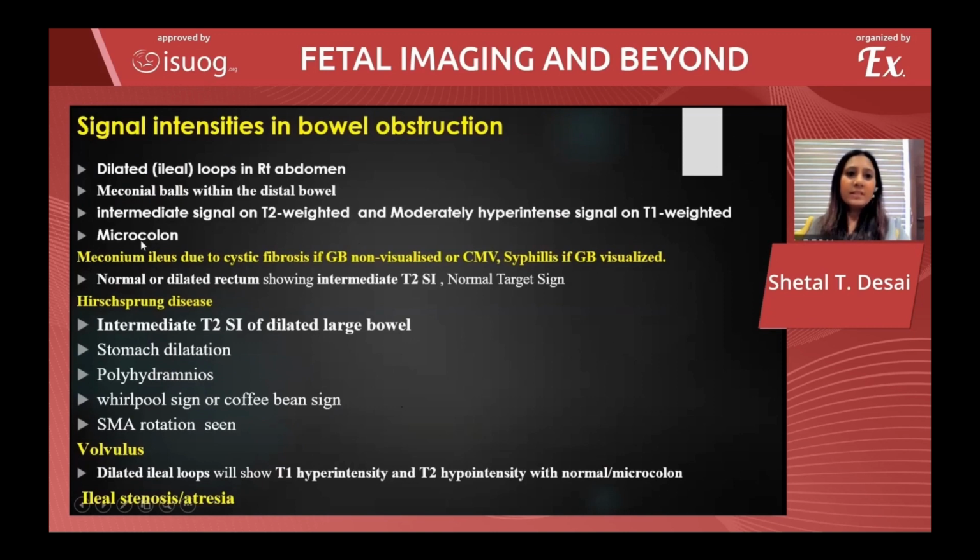Now, use of signal intensities for determining the cause of dilatation. If there is an intermediate signal intensity seen in the dilated bowel loops, it is either a meconium ileus, a Hirschsprung, or a volvulus.